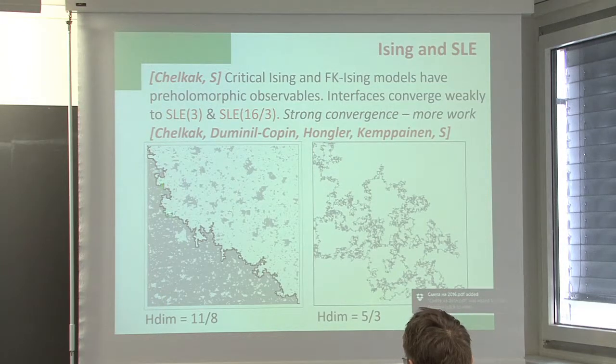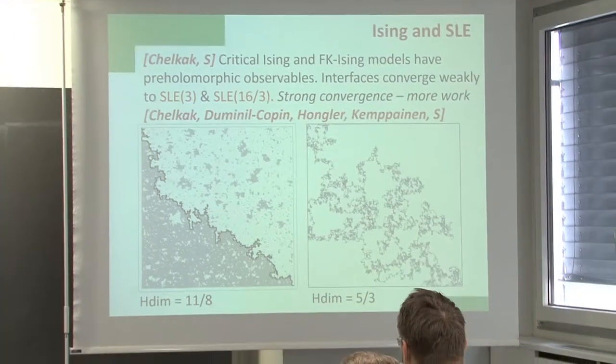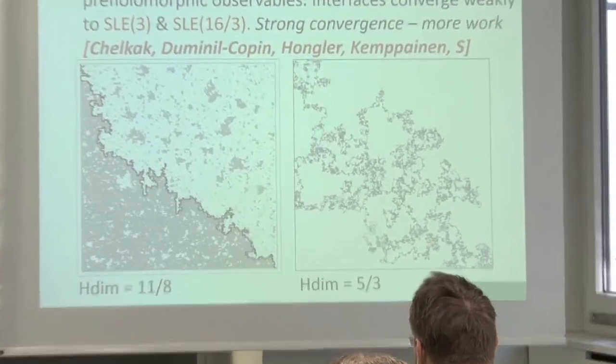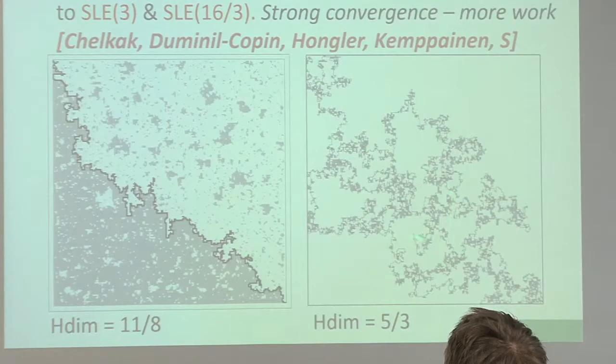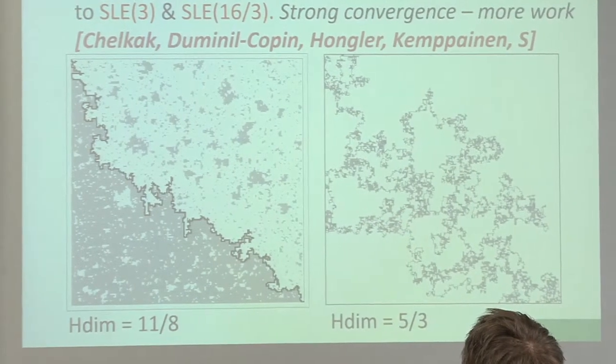So this curve, the interface at criticality, will converge to SLE 3. And it's a fractal curve of dimension 11/8. If you do the same in the random cluster version of the Ising model, I didn't draw the random clusters because the picture gets rather fuzzy, I just drew the curve, then you get a simple curve which touches itself and has dimension 5/3.